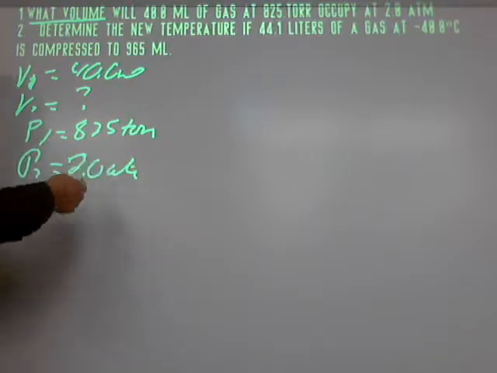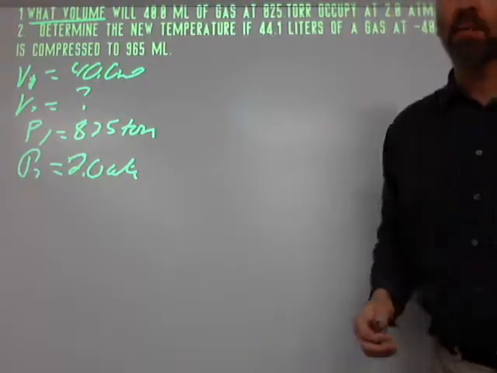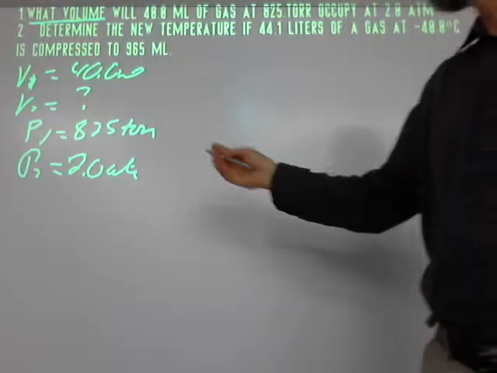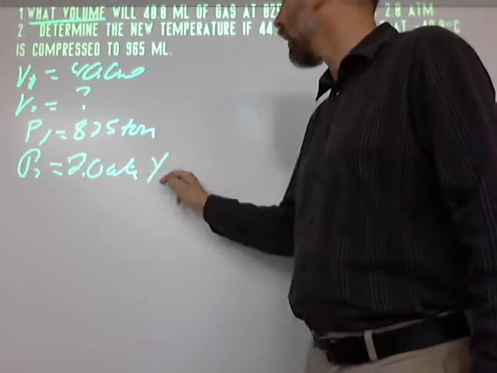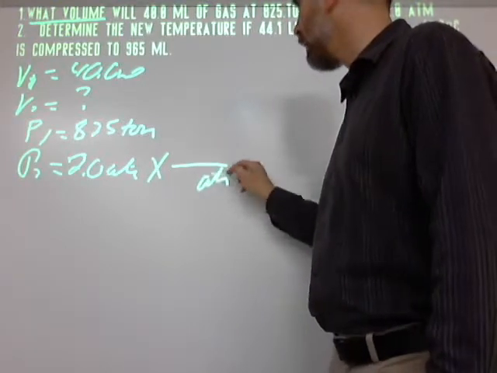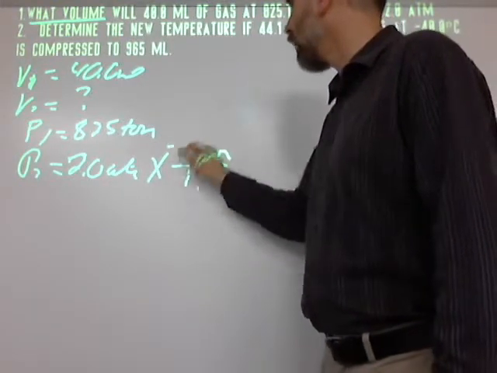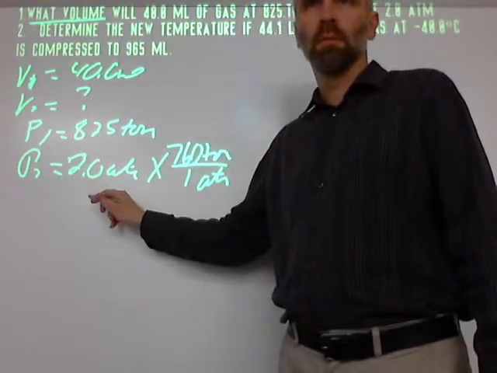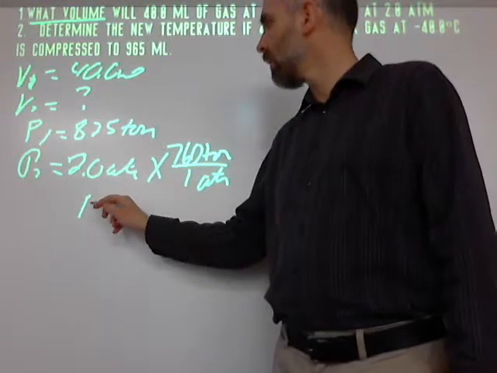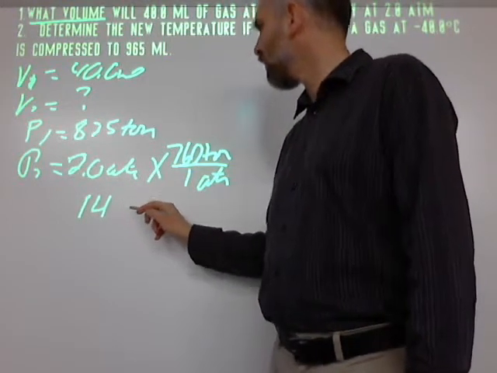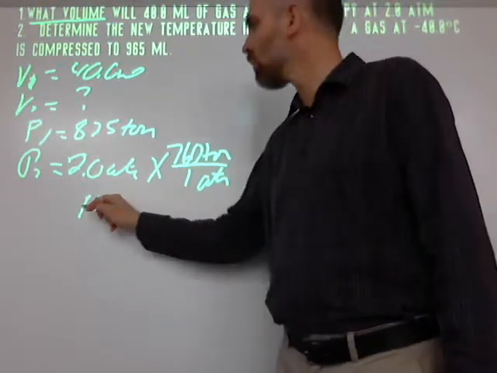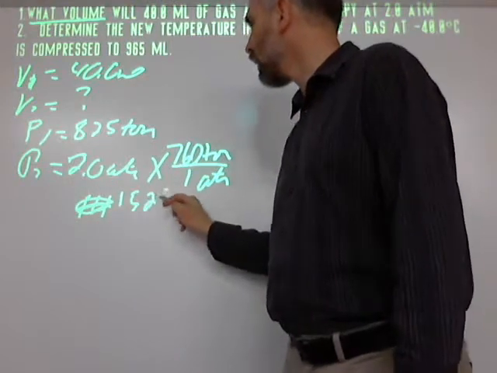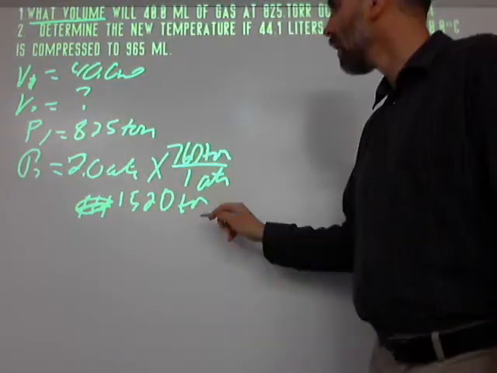I can convert either one. It doesn't matter. I have to have my temperatures always in Kelvin, but in this case, I can convert either one to the other. I can convert this to torr, for example. Atmospheres will go on the bottom, torr on the top. 1 atmosphere contains 760 torr. And I would get what? Wouldn't it be 1520? Yeah, 1520 torr.